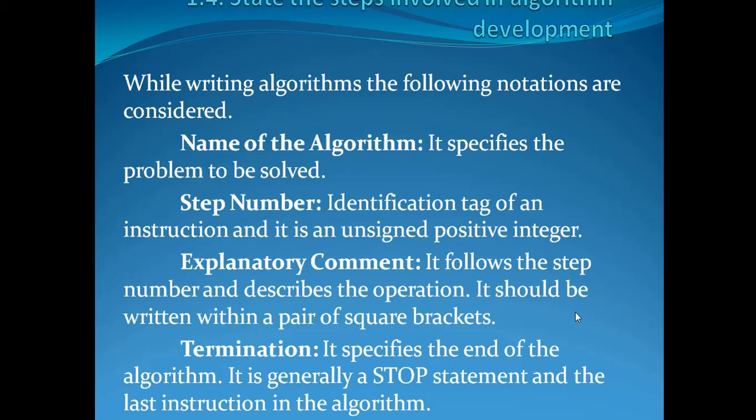And the second notation is step number. See, this step number is an identification tag. It is the identification tag of an instruction. Every instruction is given a specific identification tag, and it is an unsigned positive integer. So we give an integer value for the step: first step, second step, third step. So these are nothing but unsigned positive integers.